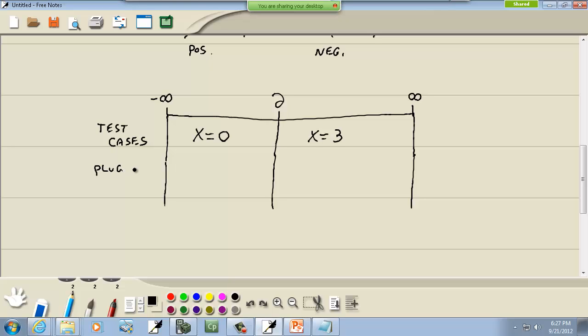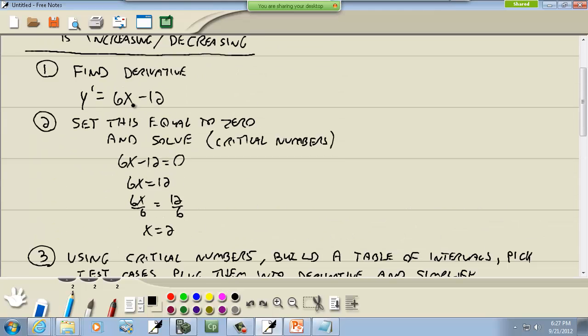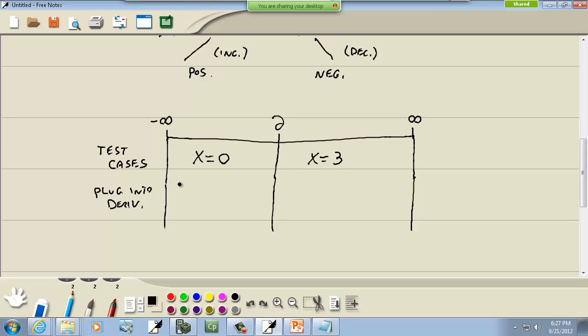Then we want to plug these into our derivative. Well, let's go see what our derivative was. Our derivative was 6x minus 12. And we're going to plug these x values in. So we got 6 times 0 minus 12, which gives us a negative 12. On this one, we got 6 times 3 minus 12, which gives us 18 minus 12, which gives us 6.